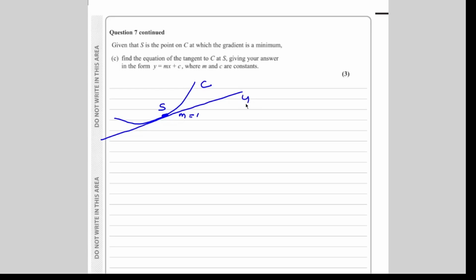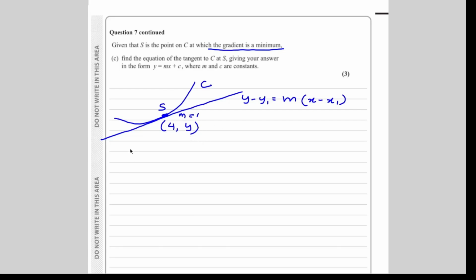So the equation is y minus y1 equals m times x minus x1. Then we need to have a coordinate. So given that S is the point on C at which the gradient is minimum, we got what x is. X we got as 4. We don't know what y is. We need to get what y is. We got x equals 4.